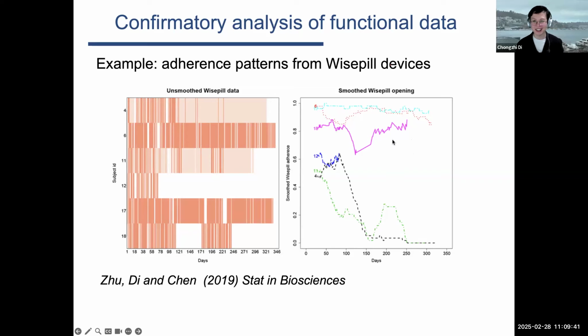So the right-hand side shows the type of smoothing we do. We choose a 7-day window. Out of 14 different times for bottle opening, we can count what percentage of those they actually opened the bottle, right? So you would have a percentage at each time point. So we choose 7-day moving windows.